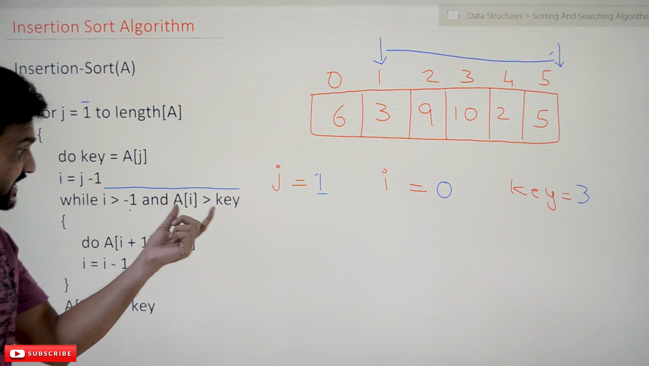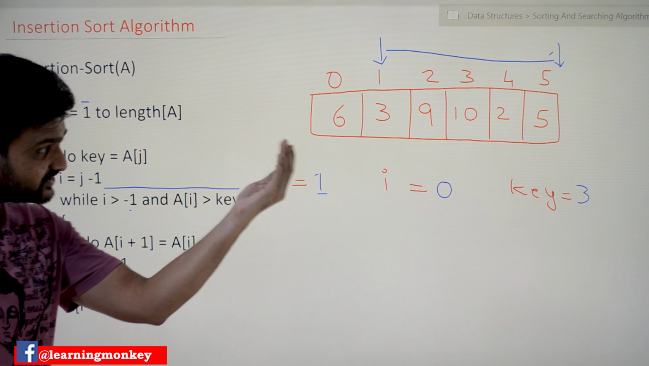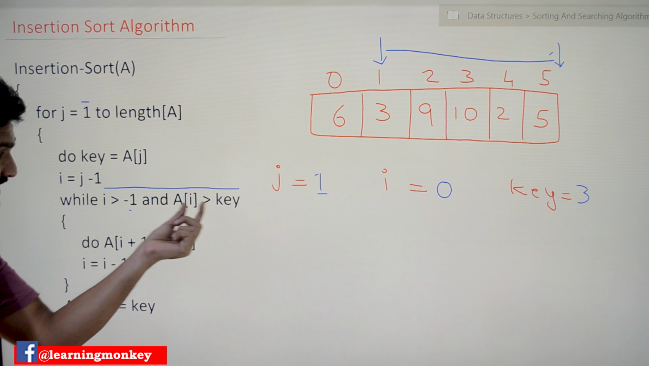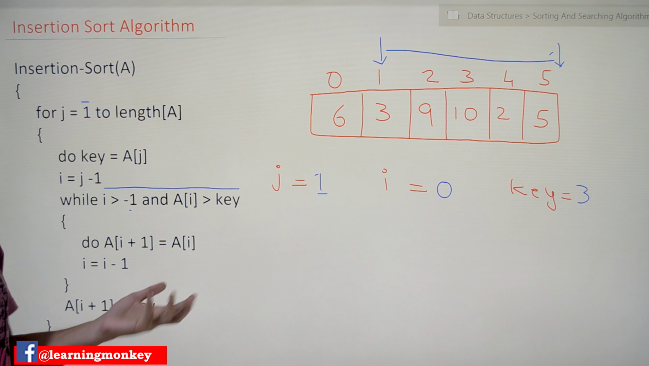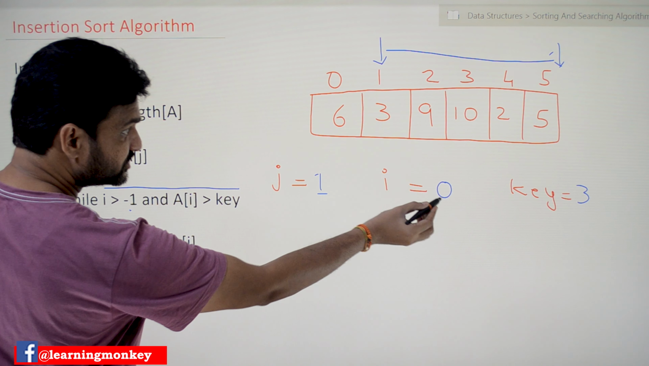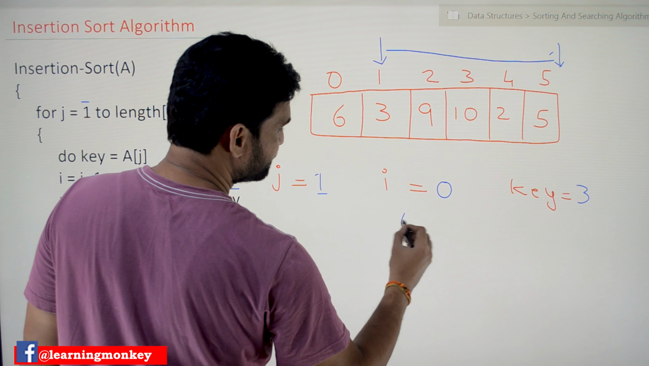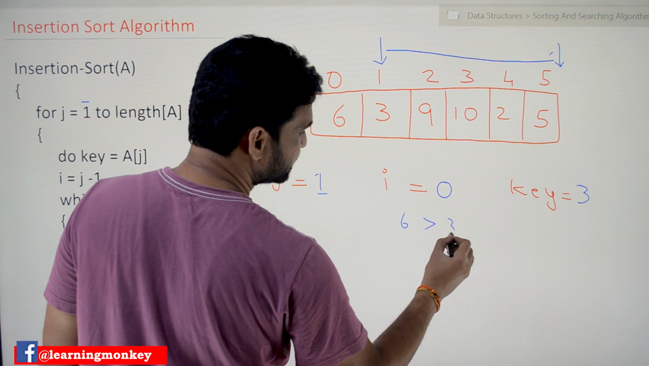Until this condition becomes false, we are going to shift these elements. A of i greater than key, is it true? Yes, it is true. So in this case, what is the value of i? 0. A of i means 6. The comparison is 6 greater than 3. Is it true?